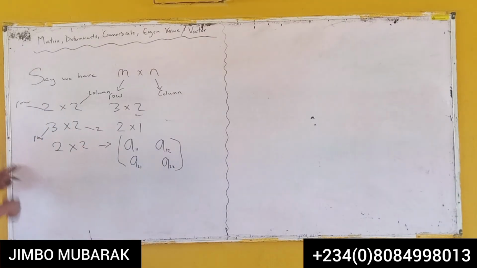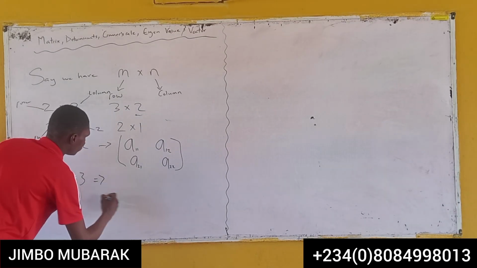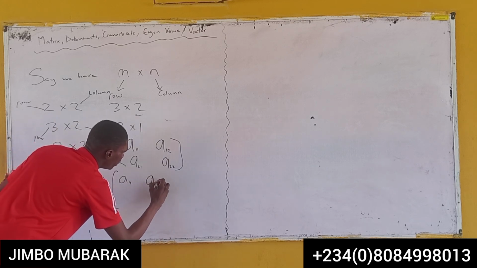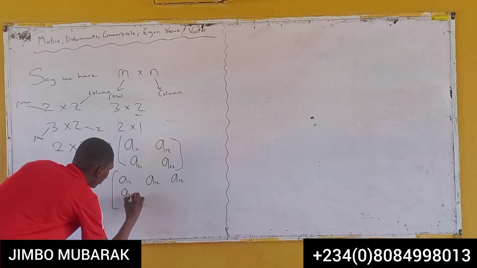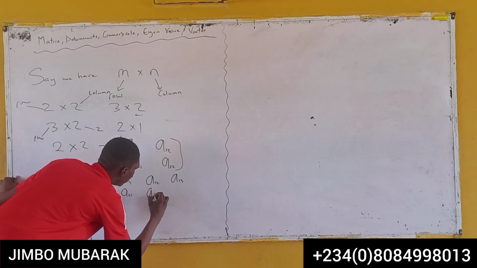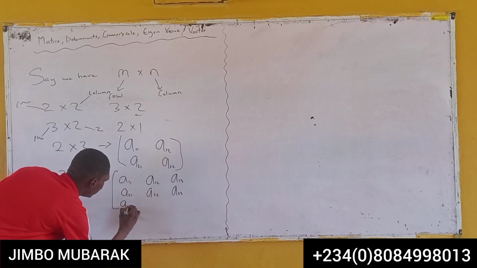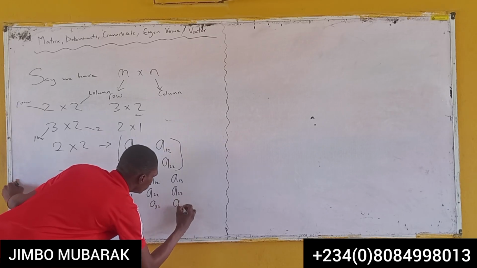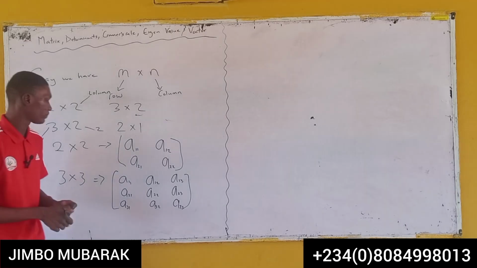Alright. So when we say 3 by 3 matrix, we have what? A11, A12, A13, A21, A22, A23, A31, A32, A33.